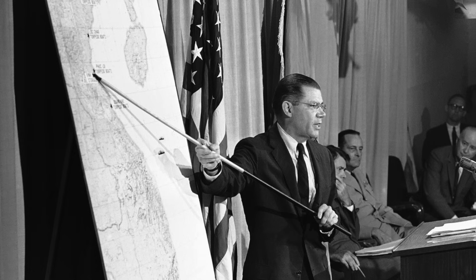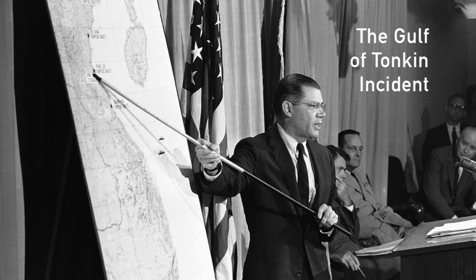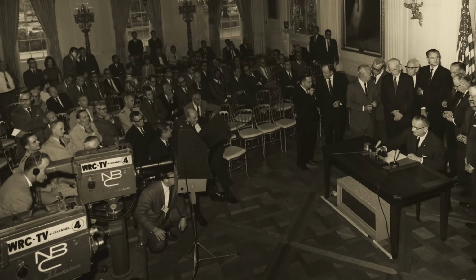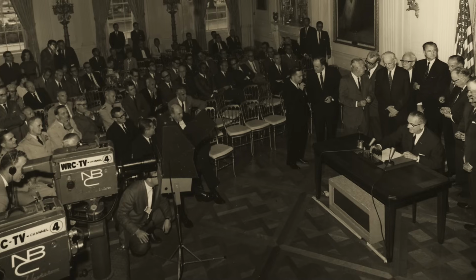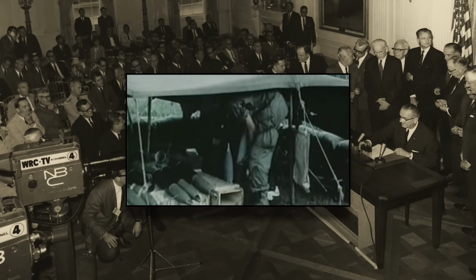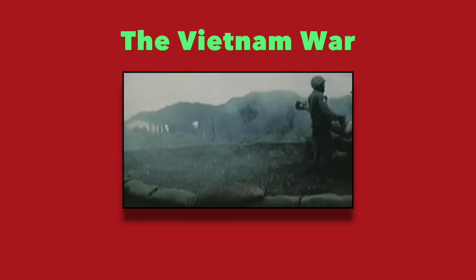In fact, his administration pretty much made up the fact that American Navy ships were attacked twice by the Viet Cong in what became known as the Gulf of Tonkin incident. After this, Congress gave President Johnson the authority, without a declaration of war, to do whatever possible to help South Vietnam fight back against North Vietnam. This became known as the Vietnam War.